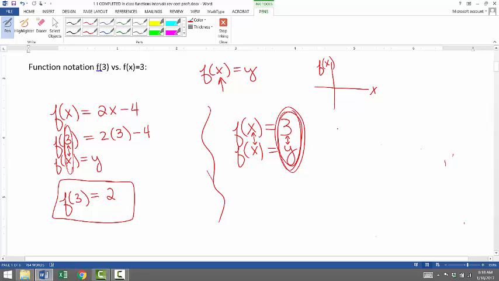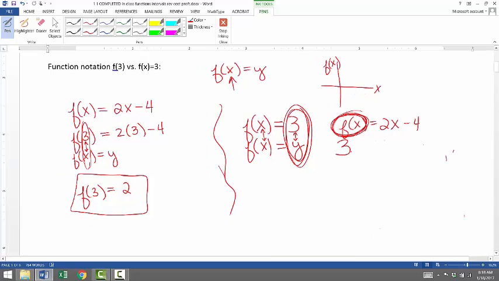So if we know that f of x is 2x minus 4, and I'm telling you that y is 3, f of x is 3, we need to replace the entire f of x, the y value, with 3. Now we have an equation we need to solve for x. So we add 4 on both sides. We divide by 2 on both sides. We get x is 7/2, or 3.5.